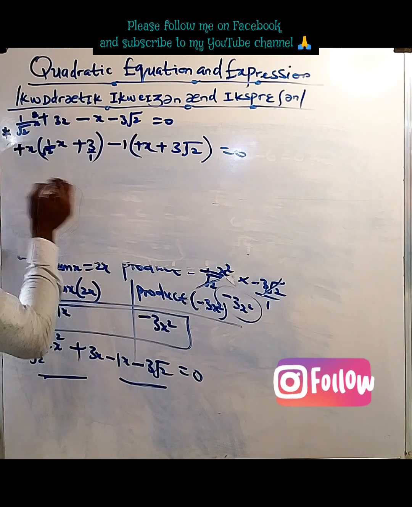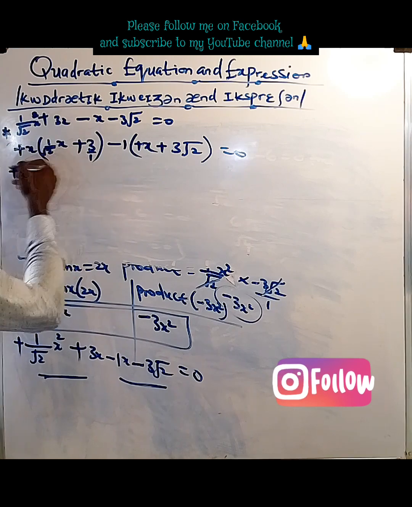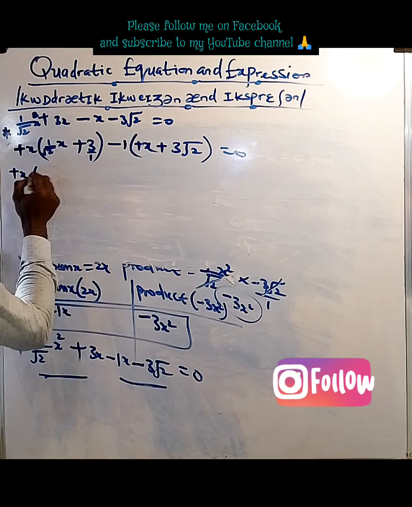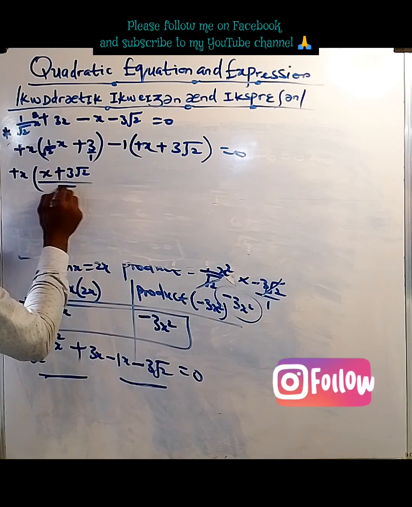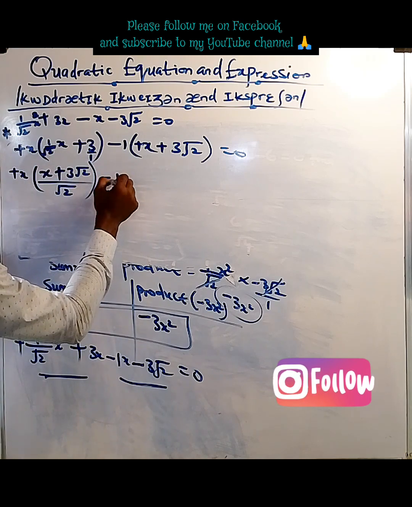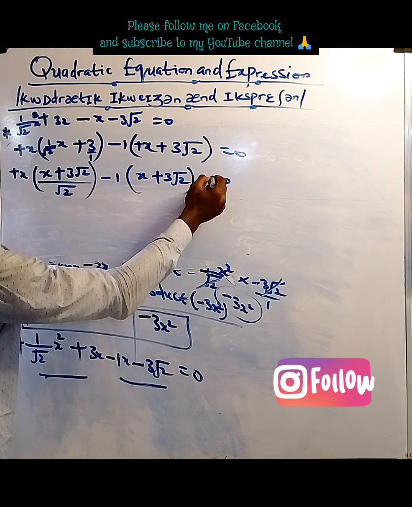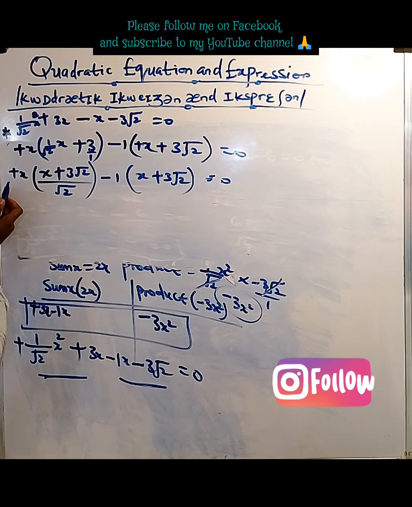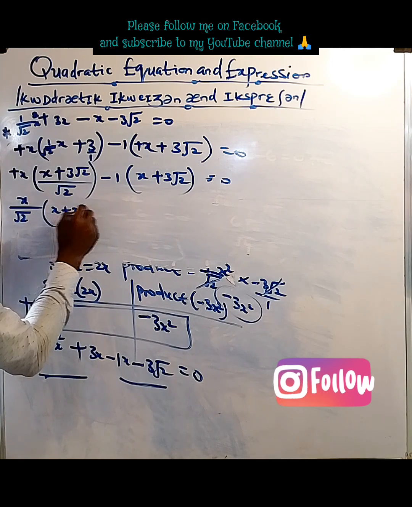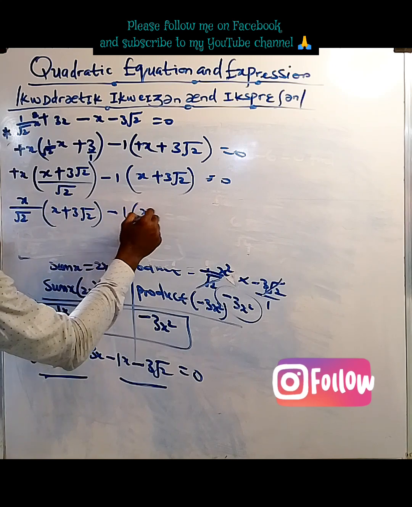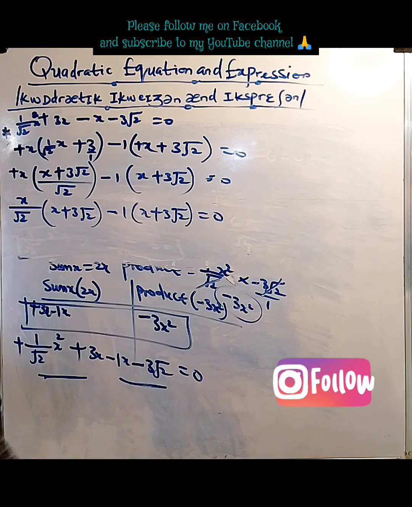So what do we do? The next thing we do is this plus x right here. We can cross multiply. So this plus x times 1, this plus x plus 3 times root 2 is 3 root 2 over root 2 right here. Then minus 1, x plus 3 root 2 right here, plus 0. So the root 2 can step out. So that's x over root 2, then x plus 3 root 2, minus 1, x plus 3 root 2 equals 0. Now we're done already.